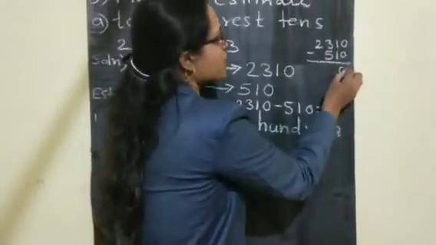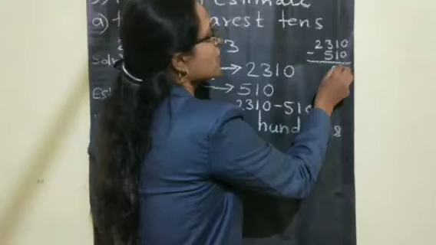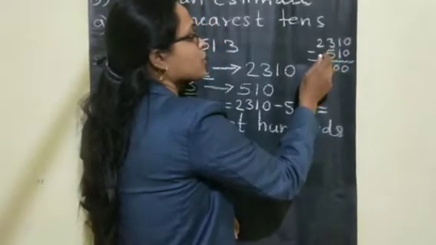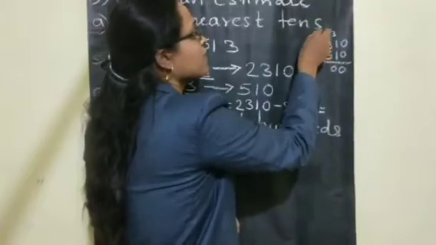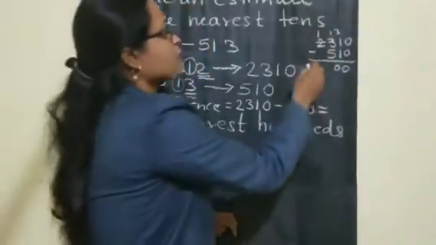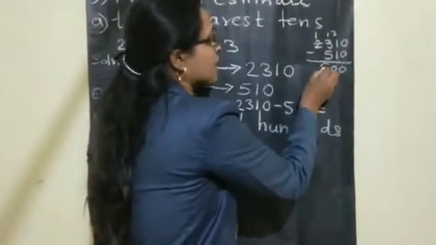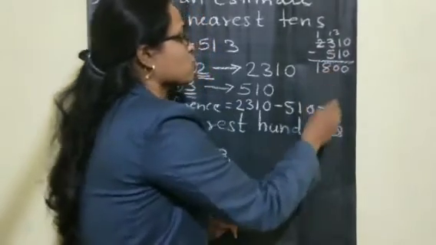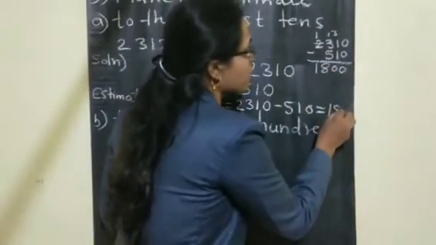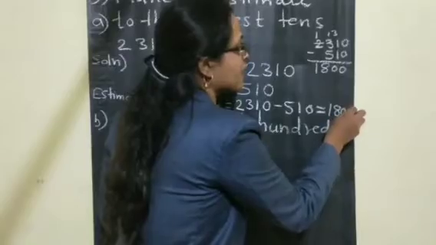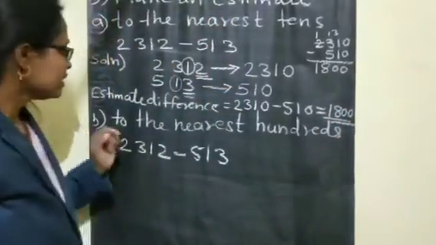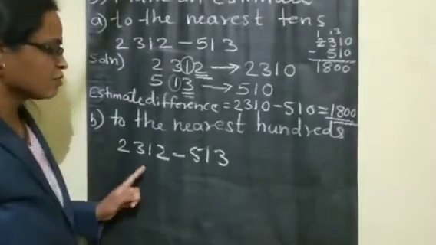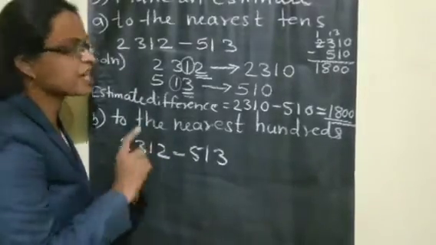Now you are familiar with your subtraction problems. So 0 minus 0 is 0, 1 minus 1 is 0. You cannot subtract 5 from 3, so borrow here. This will become 13 and this will be left with 1. Now 13 minus 5 is how much? 8. And 1 as it is will come down. So how much answer are we getting here? 1800. Okay.